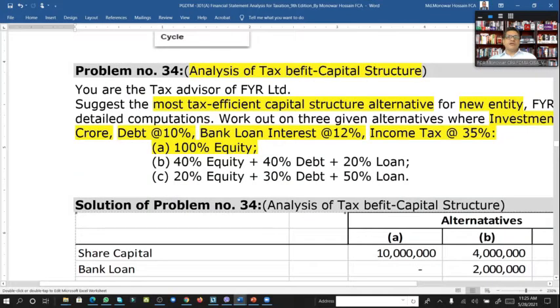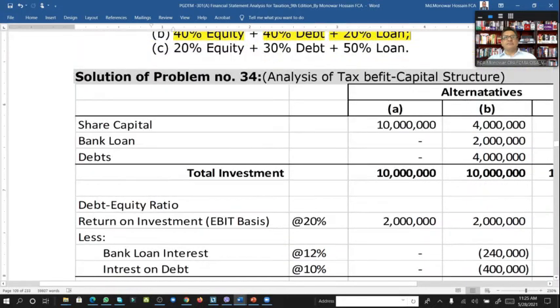Number 2 was that of 1 crore, 40% would be from equity. That means 40 lakh share capital, and 40% debt, meaning 40 lakh debt instrument, and 20% loan, that means 20 lakh loan from the bank. So this is the structure. Look here, these 3 items: share capital 40 lakh, bank loan 20 lakh, debt instrument 40 lakh. Total investment is 1 crore. Same as 1, but the structure is different. Here there are 3 components; previously it was only 1 component.